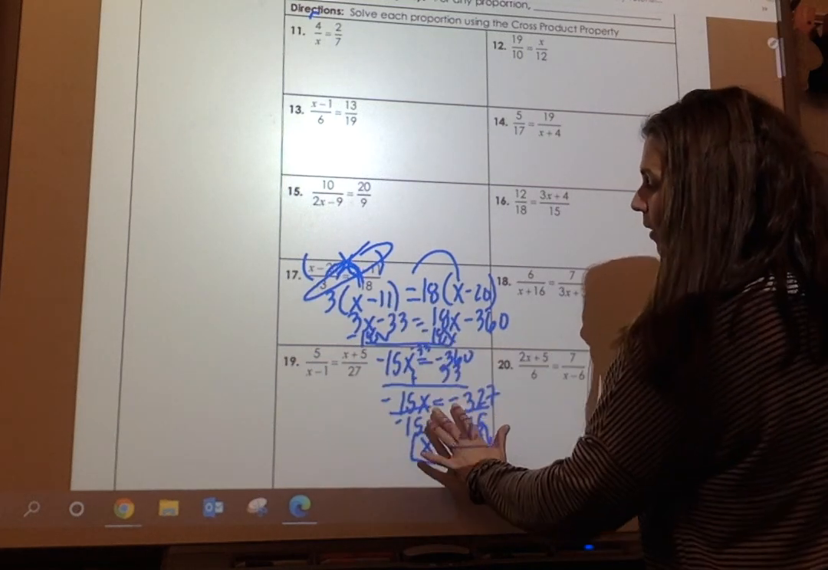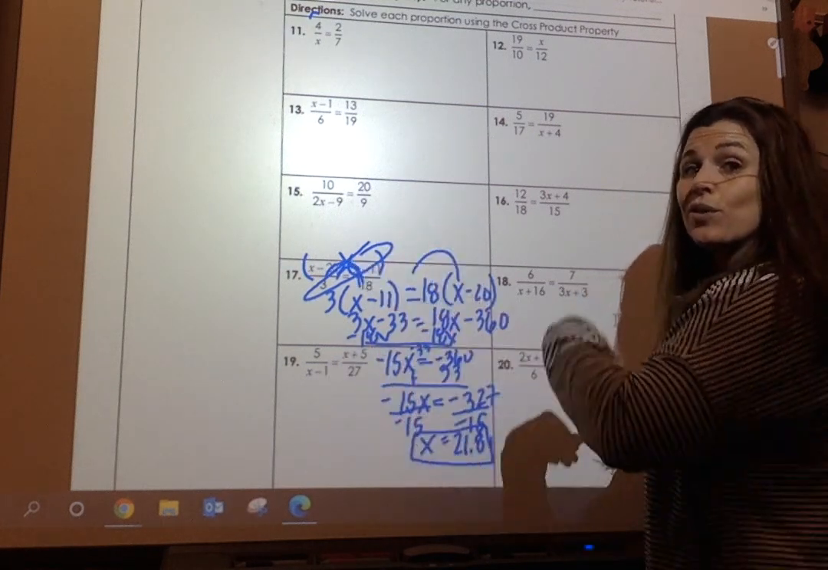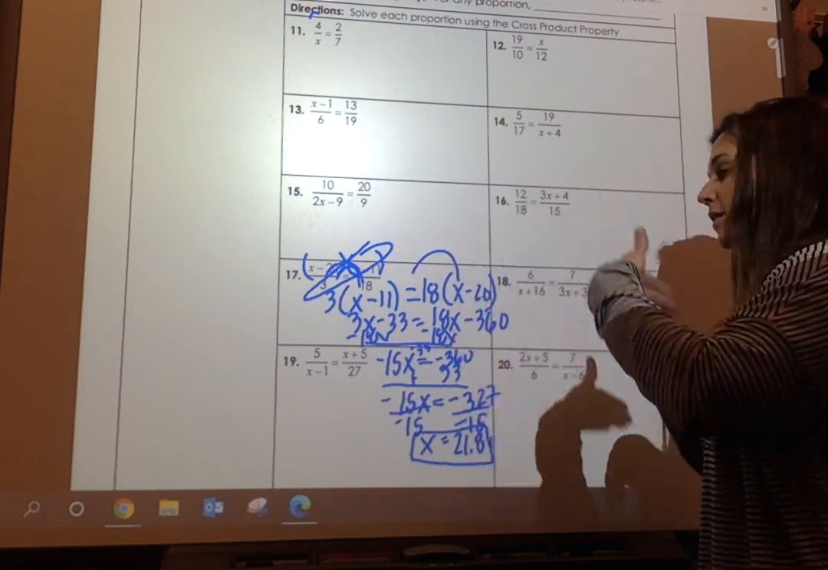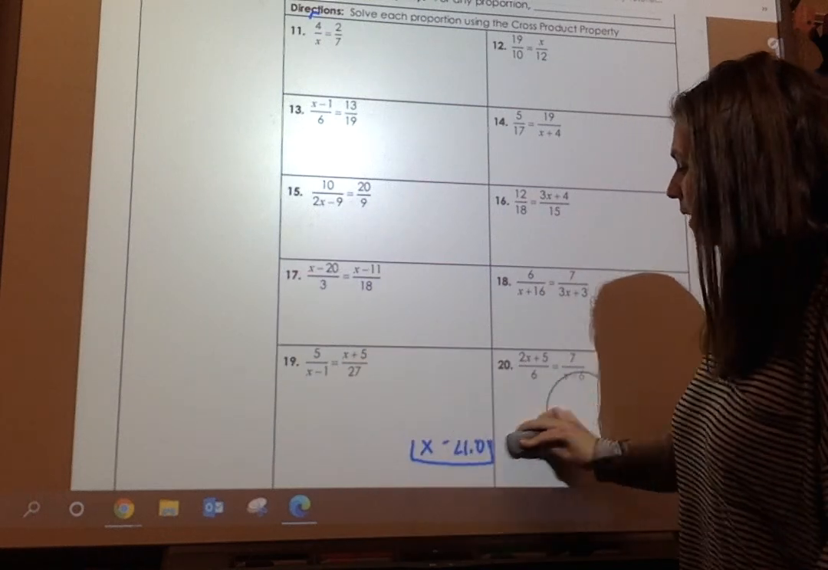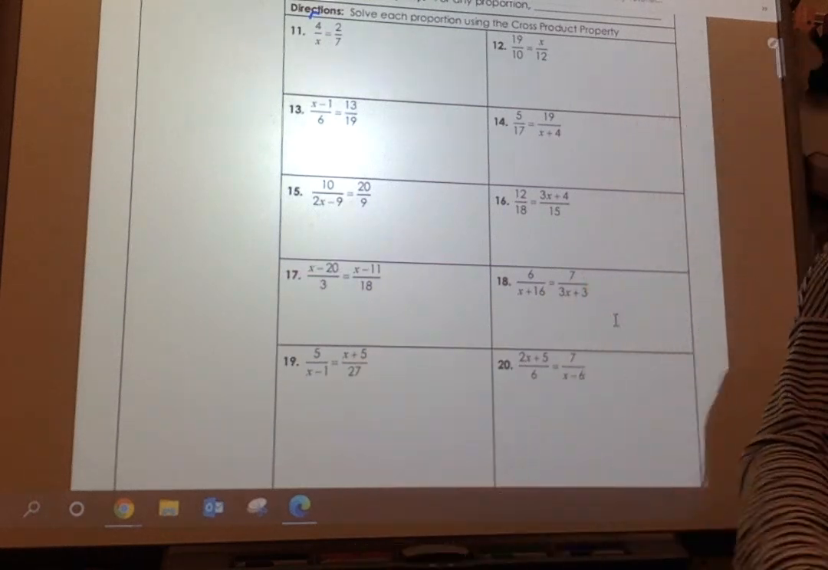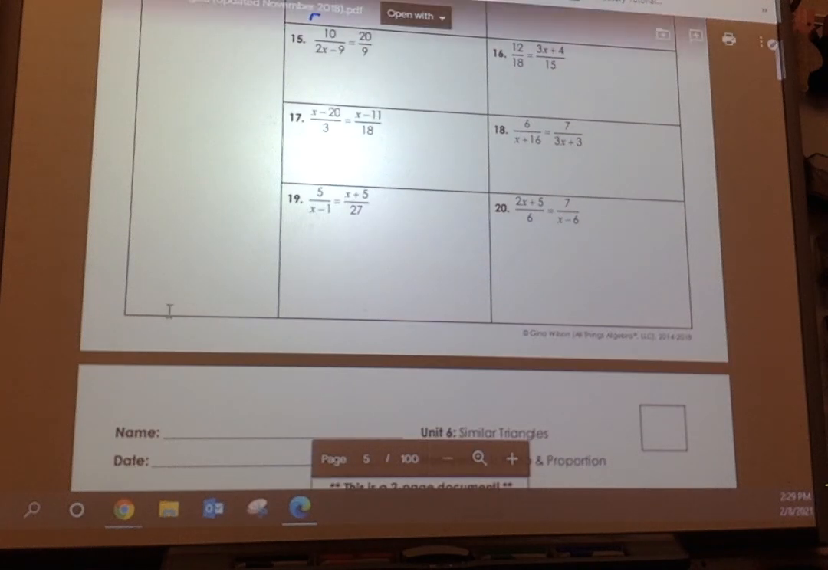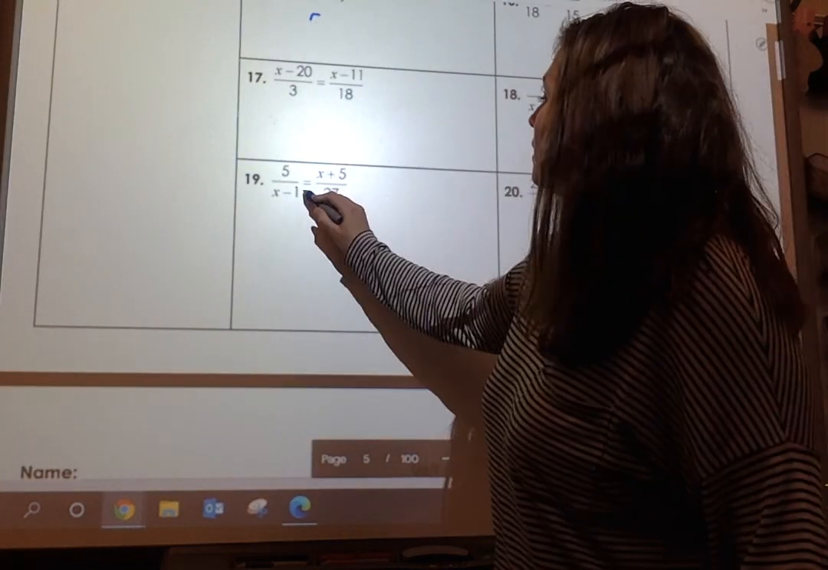I know I went through that quickly, but remember these are rules from algebra. Distribute, simplify, variable on one side, constant term on the right, and then we divide. Okay, let's take a look at number 19. We did 19 towards the end of last year, and remember you guys were in quarantine, so I really want to look at number 19.